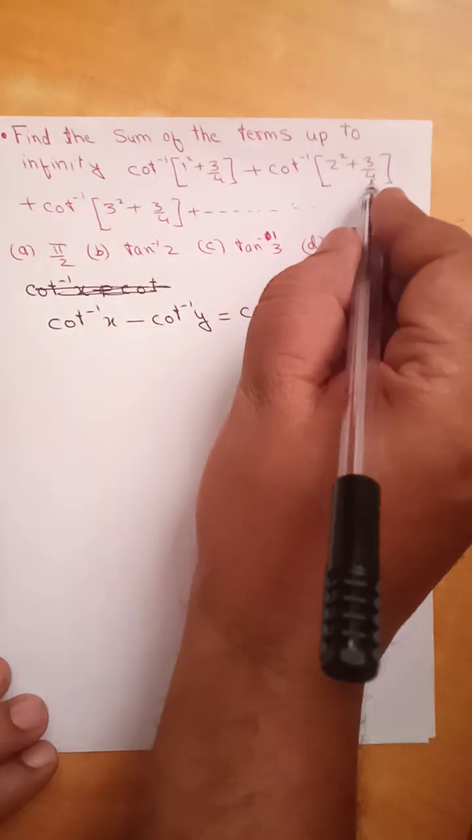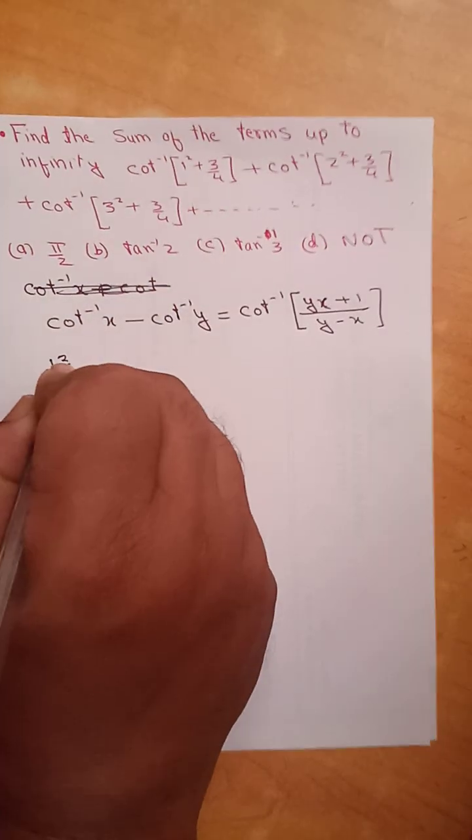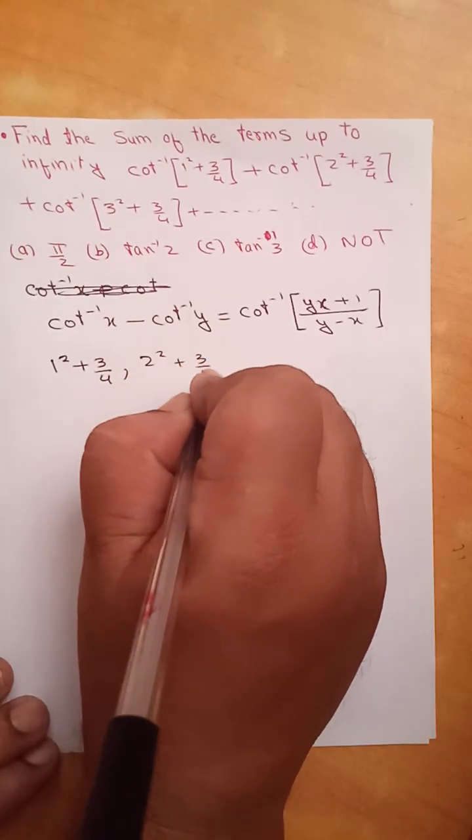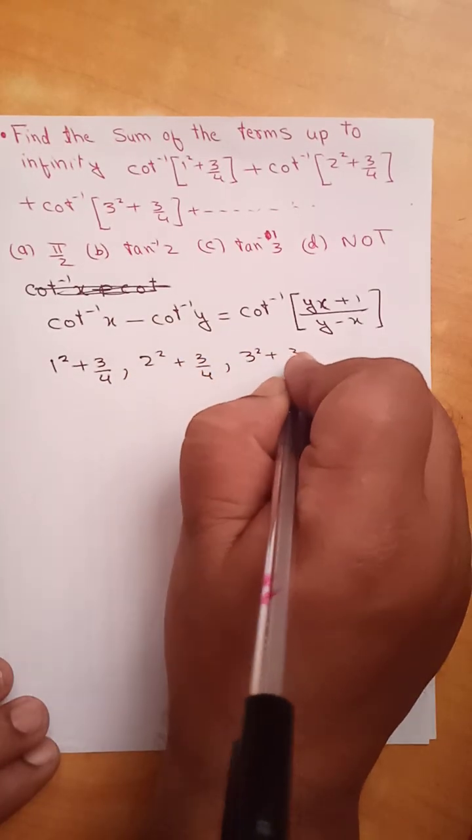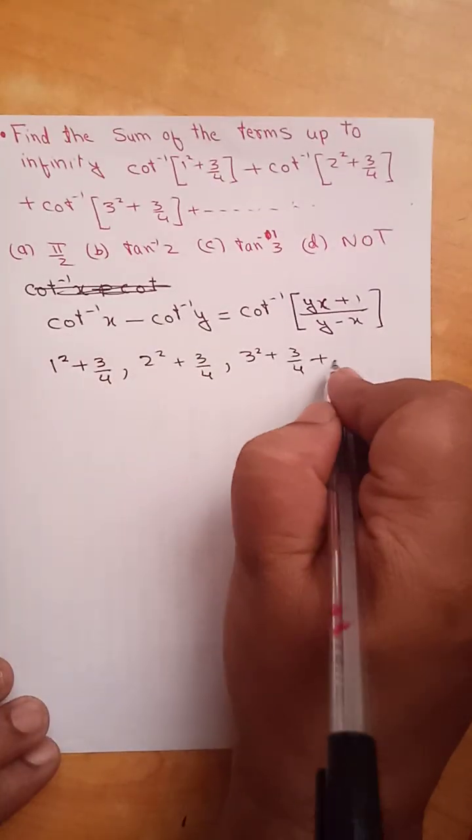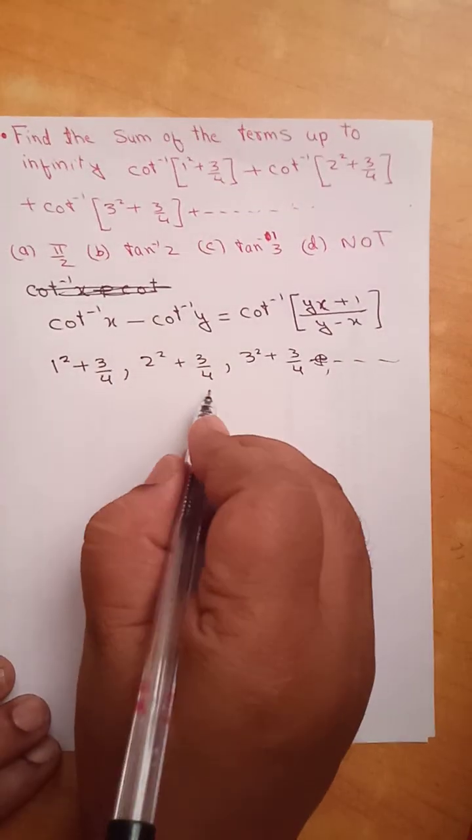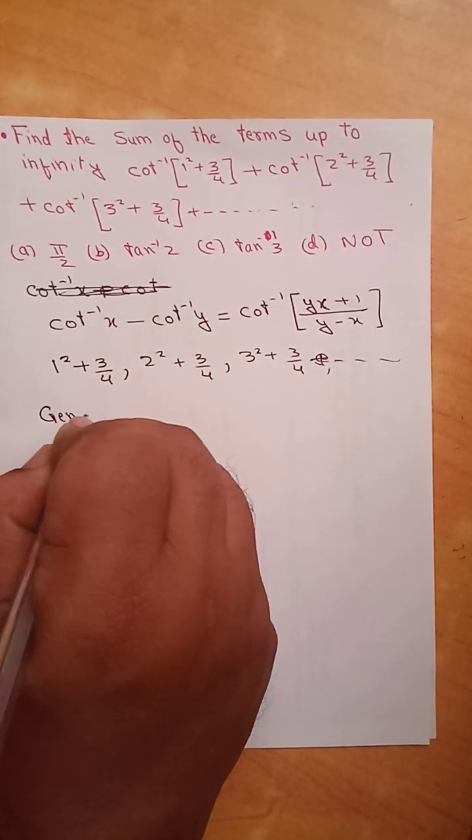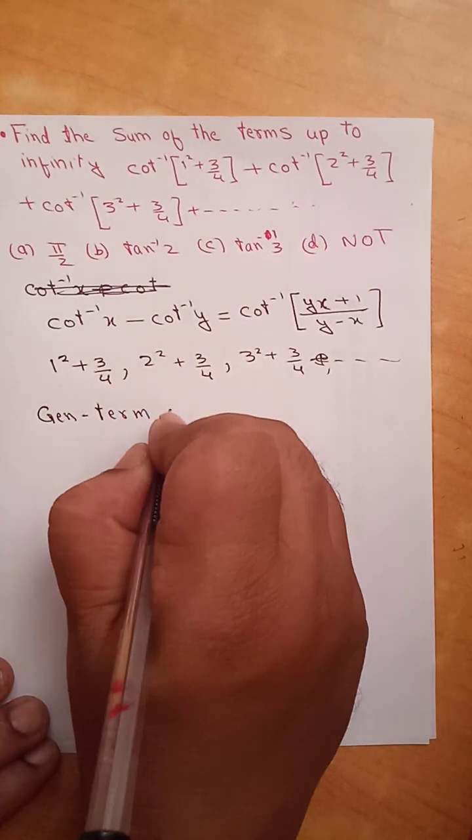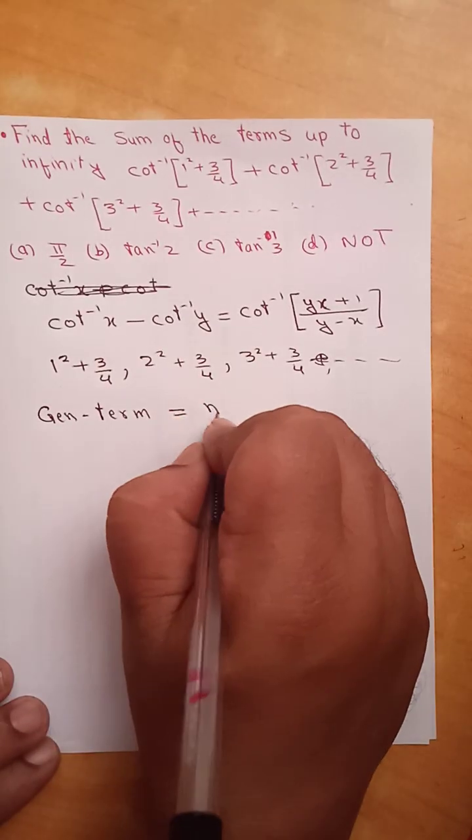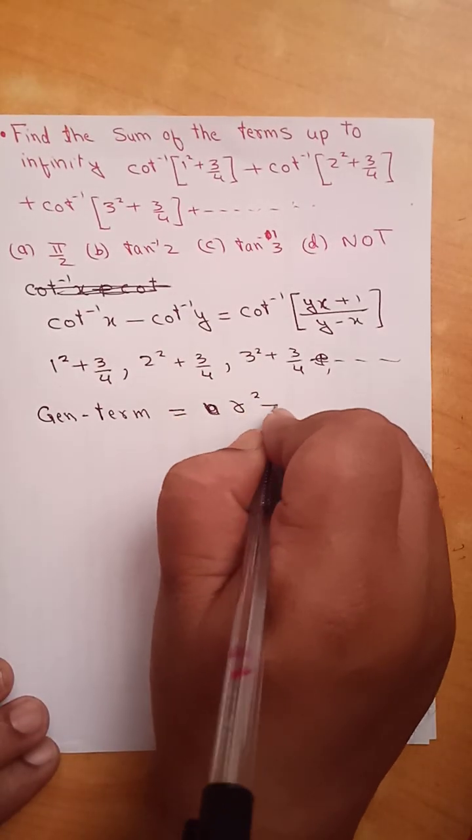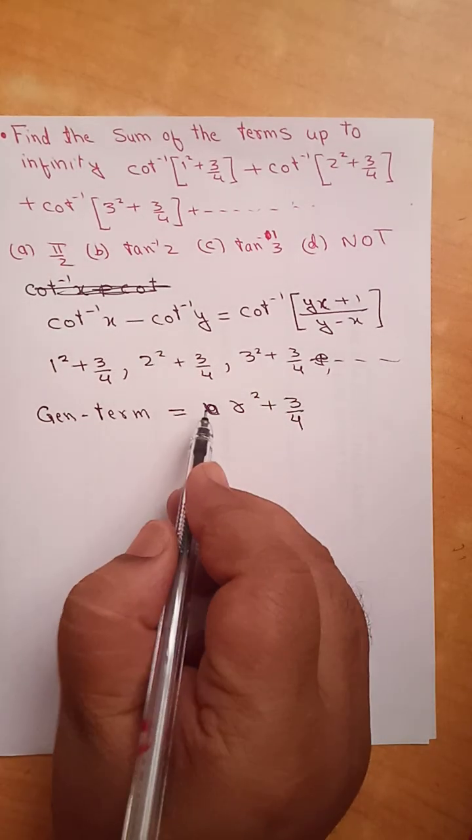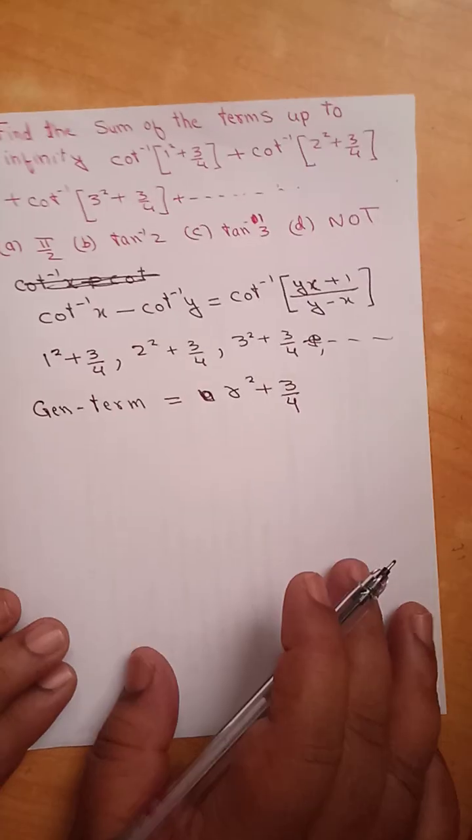Here, from the bracket terms, I will consider 1 square plus 3 by 4, 2 square plus 3 by 4, 3 square plus 3 by 4, likewise up to. Here 3 by 4 is the same, while 1 square, 2 square is changing. So the general term, GT, is equal to r square plus 3 by 4. This bracket term only I will simplify.